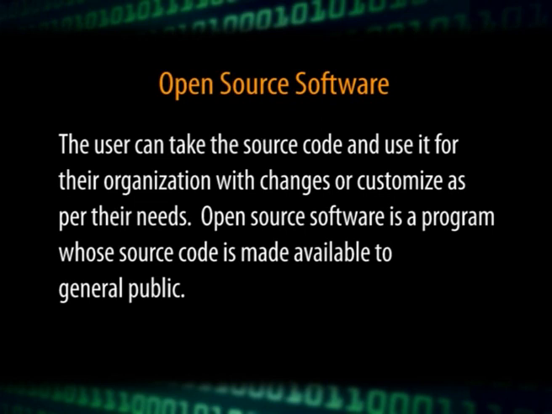The open source software is a program whose source code is made available to the general public. The open source programs are copyrighted. However, the copyright is under public domain. That means anybody can use that software free of charge. The individuals and business people are allowed to modify the program and redistribute it.